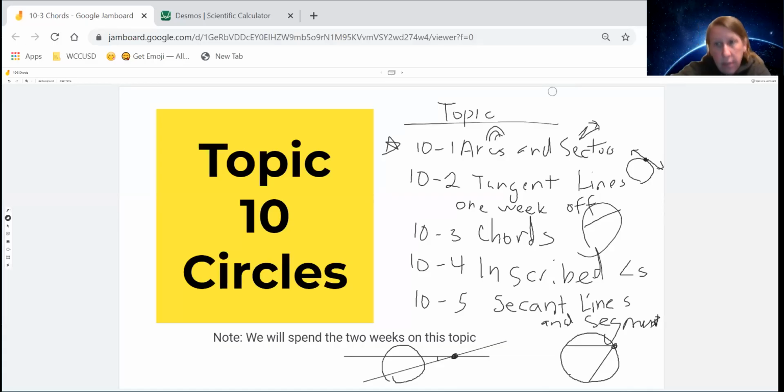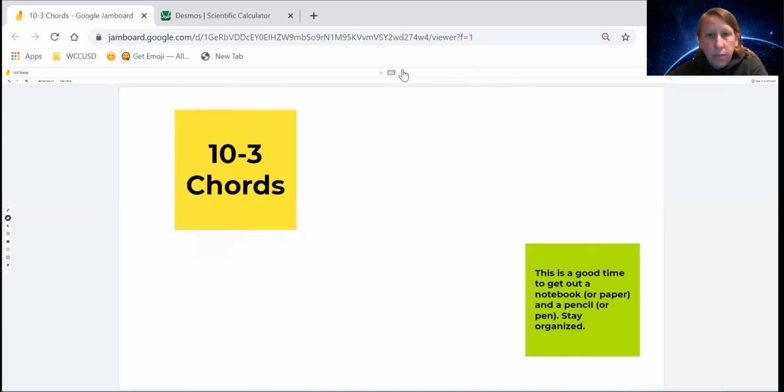Hello, students. Today we are talking about circles more, and we're in this topic, and there are 5 sections. We did some arcs and sectors and some tangent lines. Today we're talking about chords, and then we have inscribed angles, which are really important. We'll spend 2 days on that, and then secant lines and segments. So today's topic is chords.